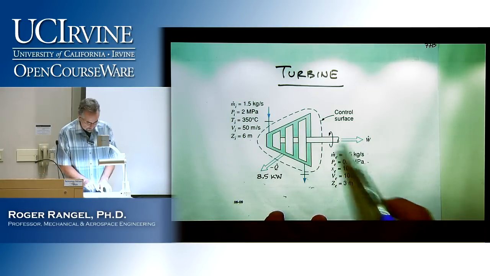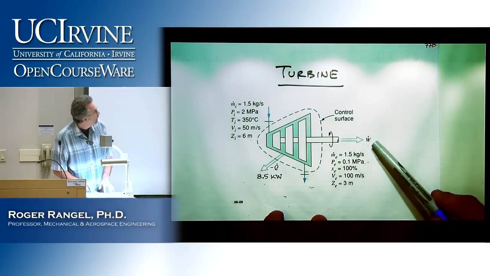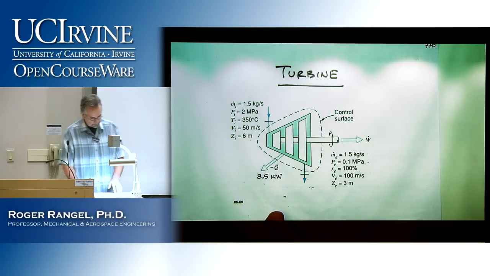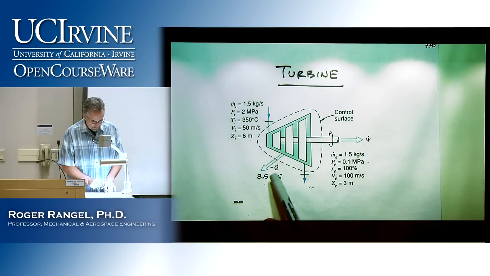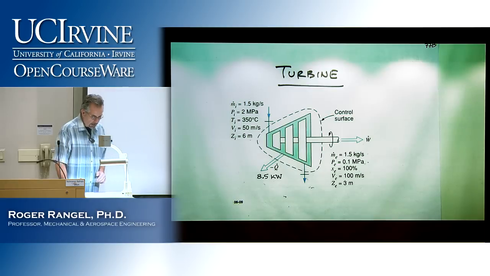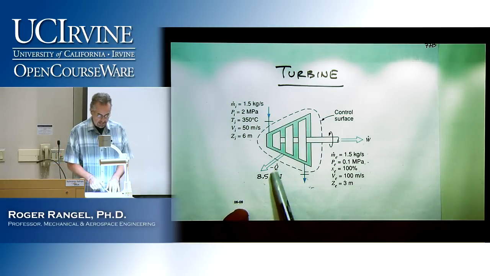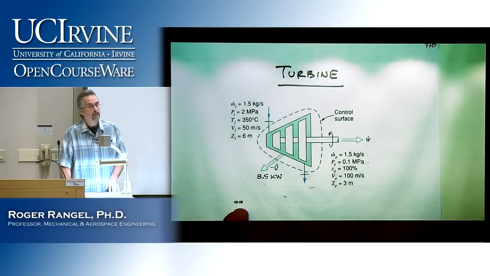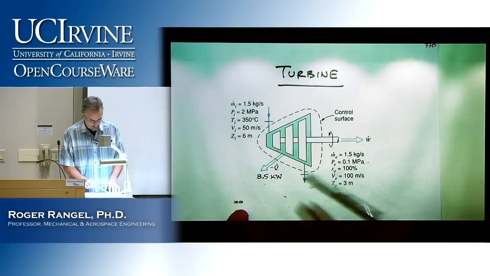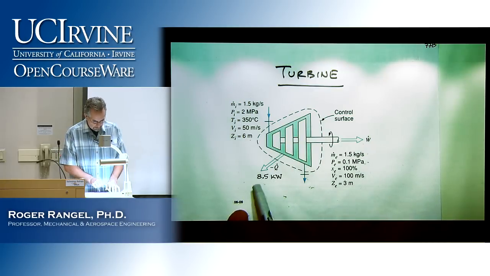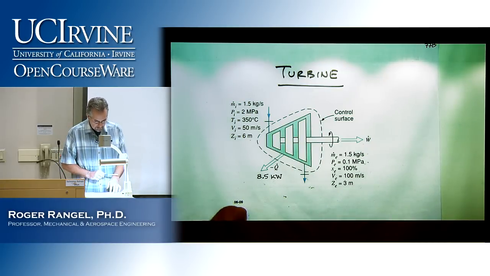As you can see, there is a shaft coming out of the turbine, it's rotating, and is delivering a certain amount of power. Another piece of data here is that there is some heat loss from the turbine to the surroundings. And that's denoted here by this quantity minus Q dot. It's negative because, remember, our sign convention tells us that any heat leaving the system is negative in sign. And we know the amount. We know it's 8.5 kilowatts.